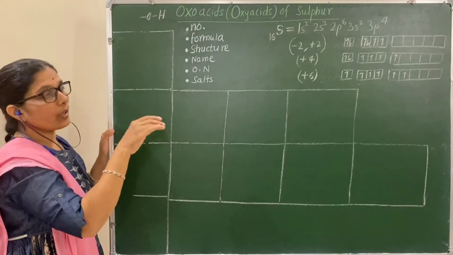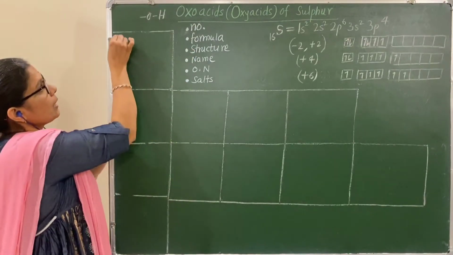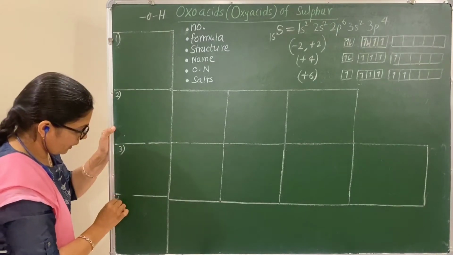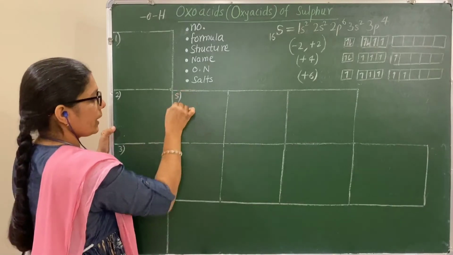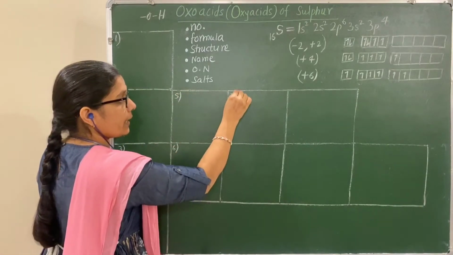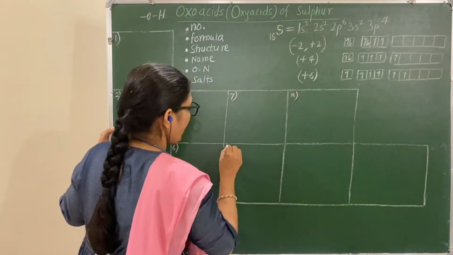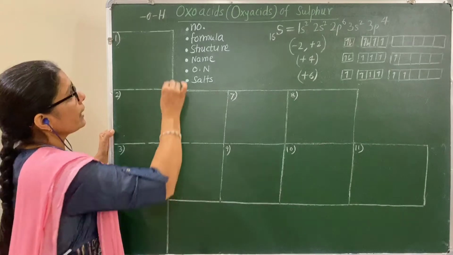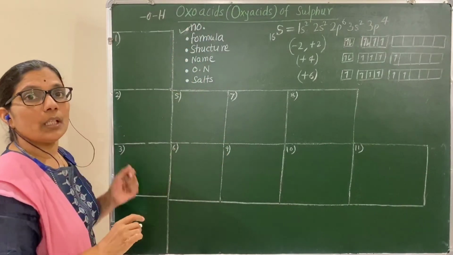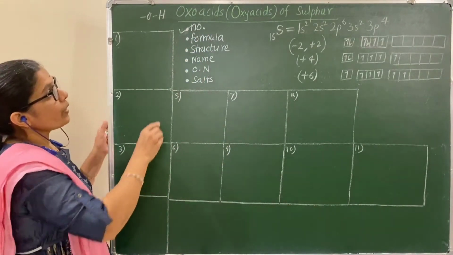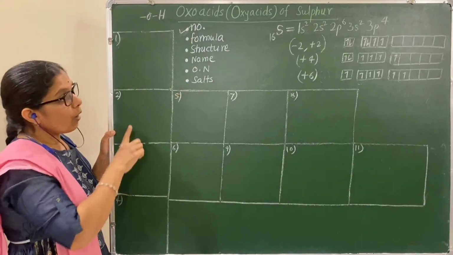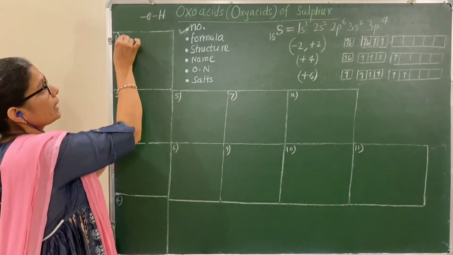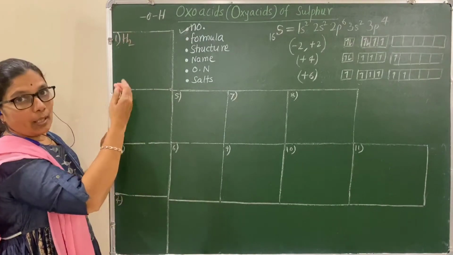One by one. First oxoacid, then second one, third one, fourth here, then fifth, sixth, seventh, eighth, ninth, tenth and 11th. In total we are going to learn 11 oxoacids. Next, their formula. All of them contain two hydrogen atoms, that is H2.